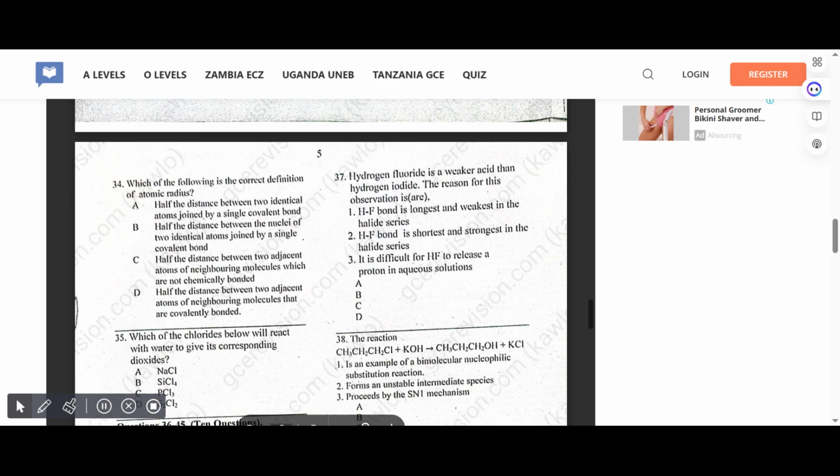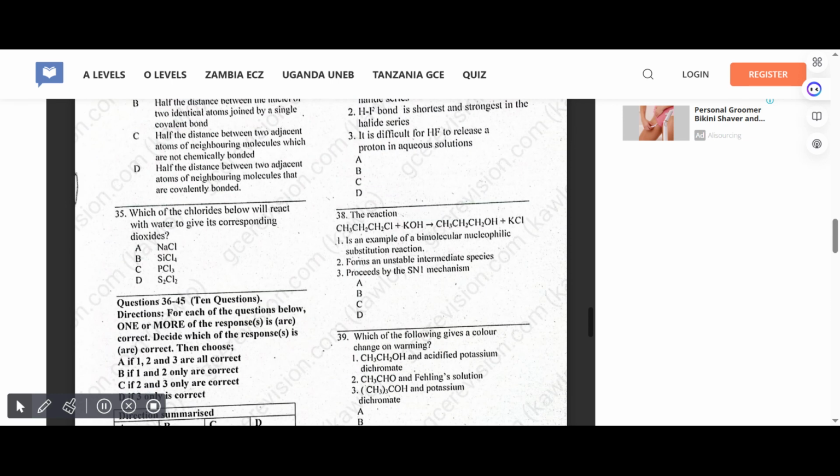Which of the following is a correct definition of atomic radius? Correct answer for 34 is B, which is half the distance between the nuclei of two identical atoms joined by a single covalent bond. Which of the chlorides below will react with water to give its corresponding dioxides? Correct answer for 35 is B.